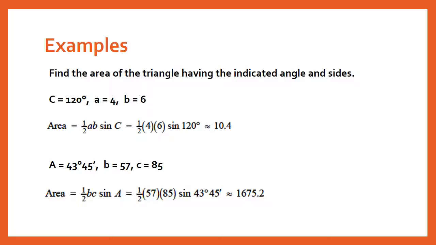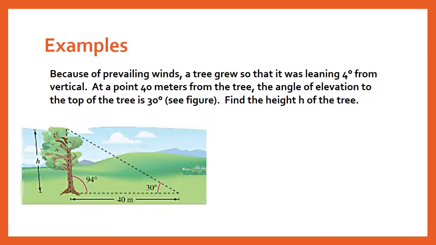Okay, let's do an application problem. Because of prevailing winds, a tree grew so that it was leaning 4 degrees from vertical. So you can see the diagram there, and instead of 90 degrees, it's making a 94-degree angle. At a point 40 meters from the tree, the angle of elevation to the top of the tree is 30, and you can see all that marked on the triangle there. Find the height of the tree.